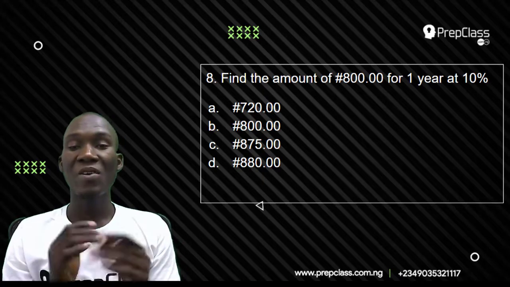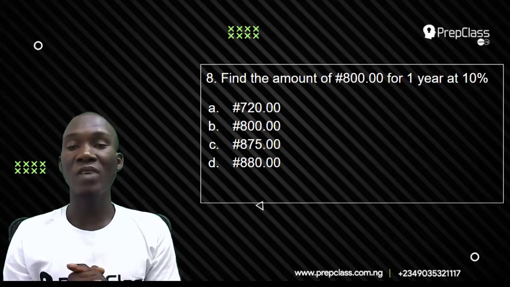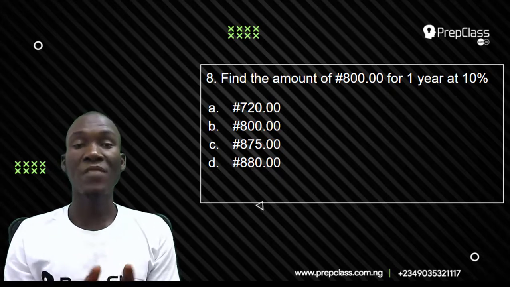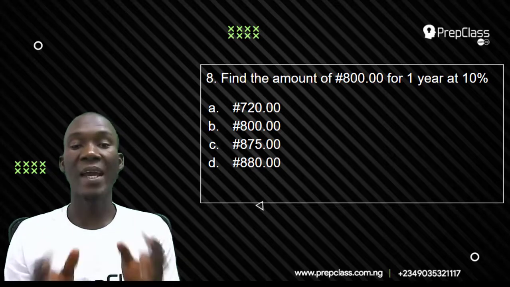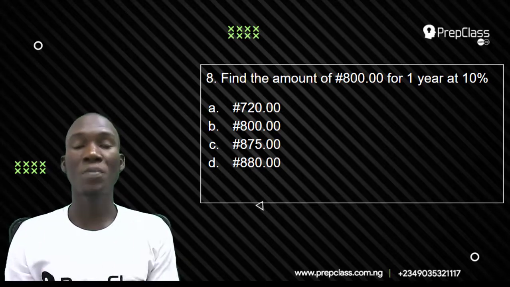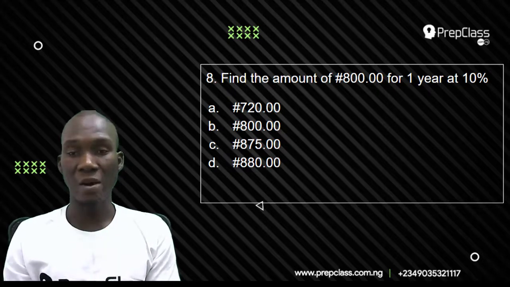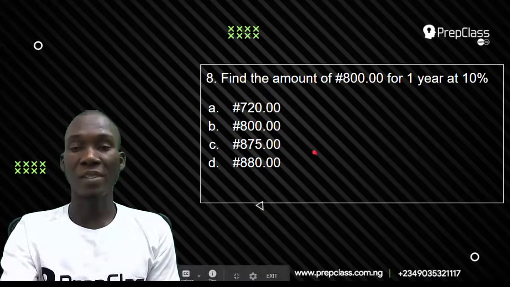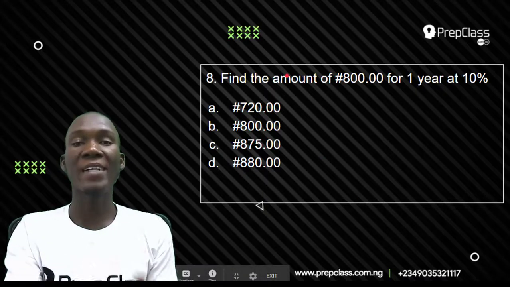Question number 8. Find the amount of 800 naira for 1 year at 10%. We have the options. Option A, 720 naira. Option B, 800 naira. Option C, 875 naira. Option D, 880 naira. To solve this question, we must identify the key point, which is amount. We have to find the amount.